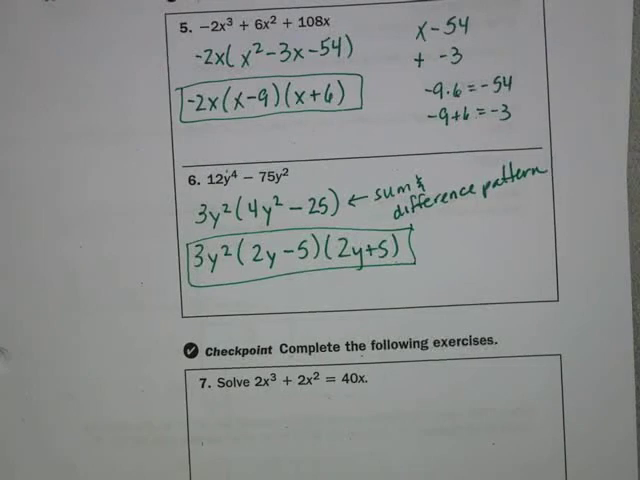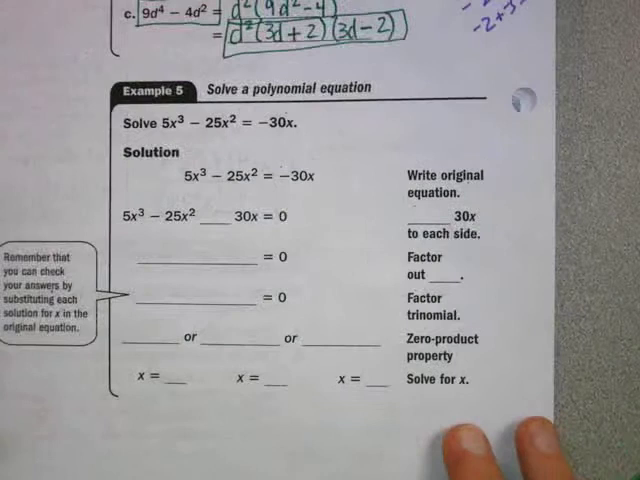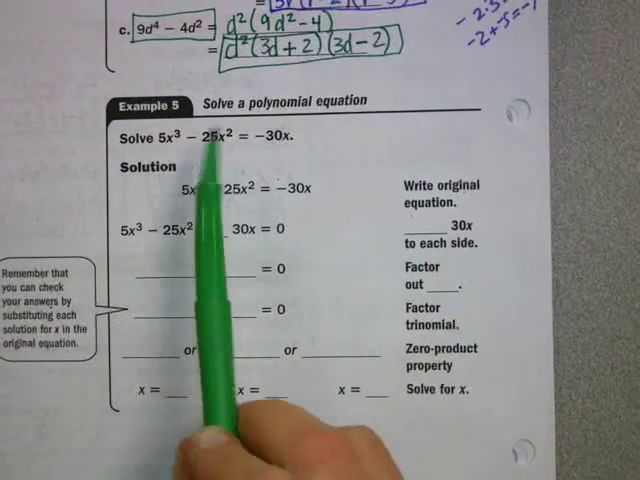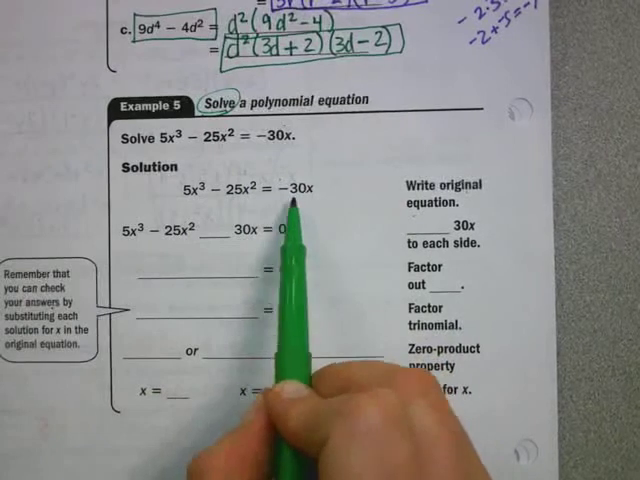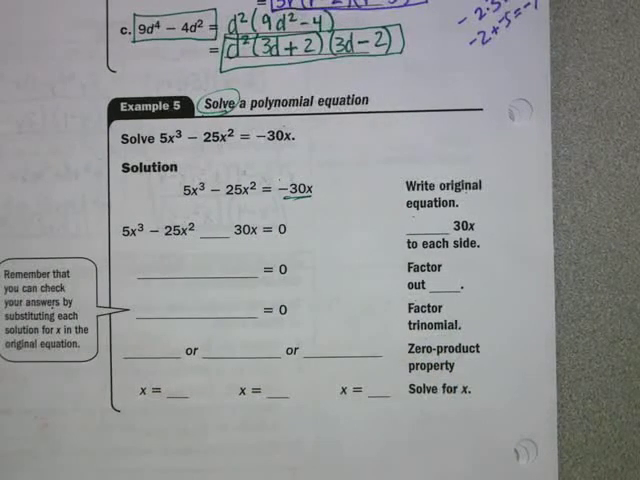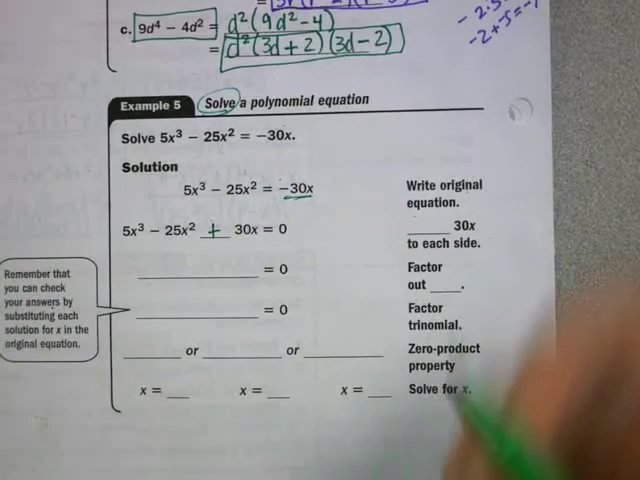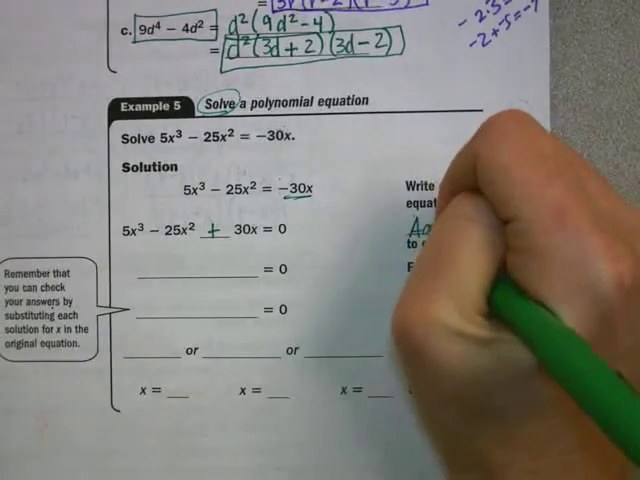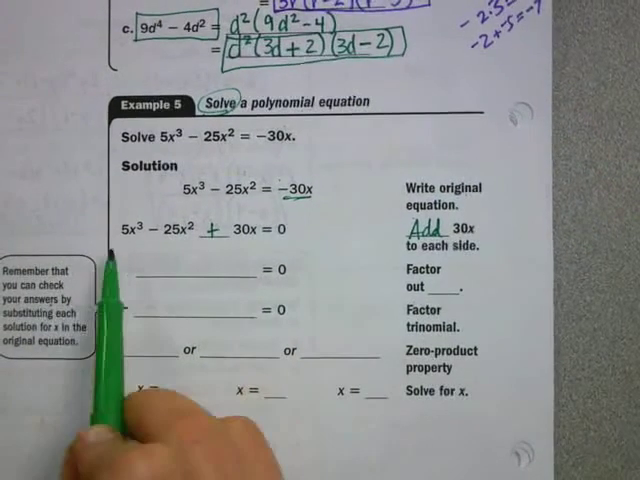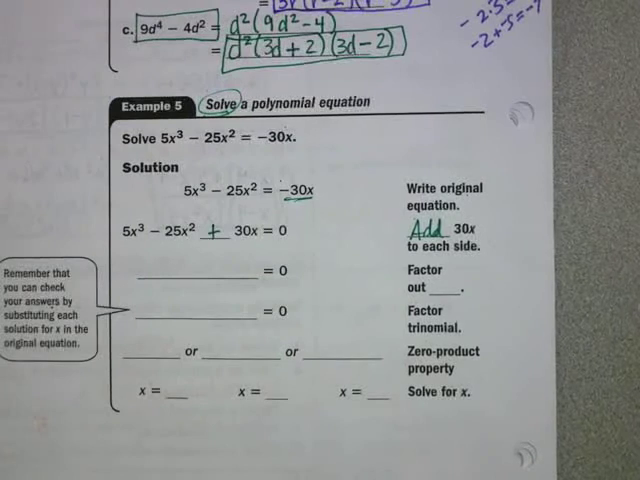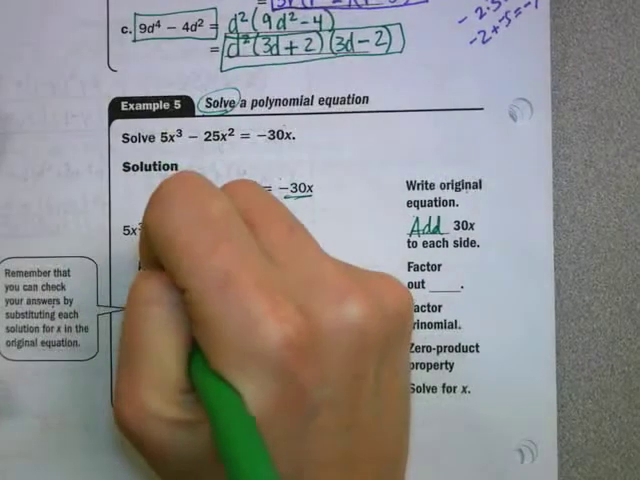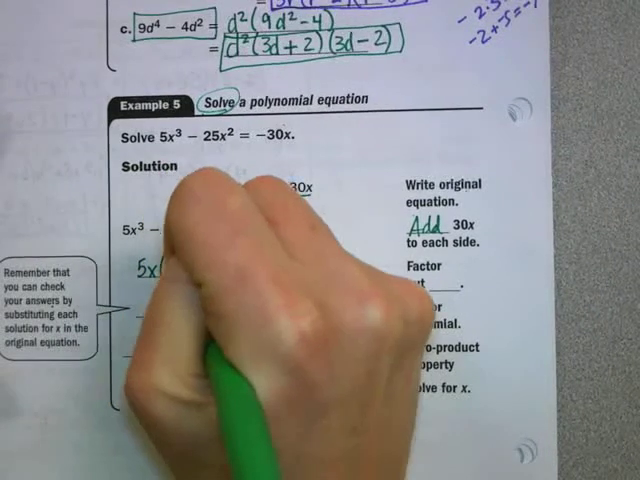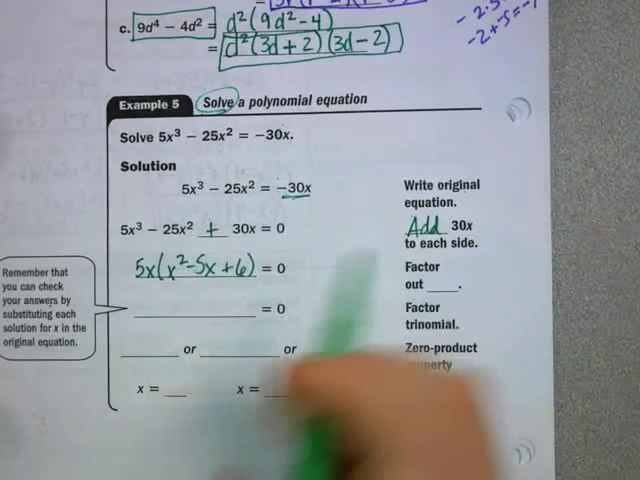Okay, so let's go back now to example 5. In example 5, we are solving now, so we're finding out what x could be. The first issue we have is that this minus 30x is on the wrong side, so we're going to add 30x to both sides to get it to the other side. Then we've got a problem because we have a greatest common factor that we need to get out of there, and that greatest common factor is 5x. So I am left with x squared minus 5x plus 6. The equal 0 now is the only new thing.